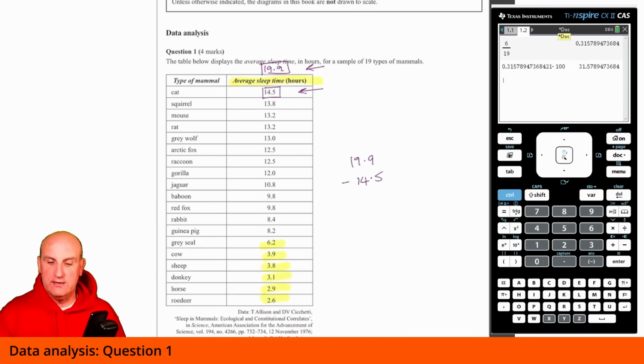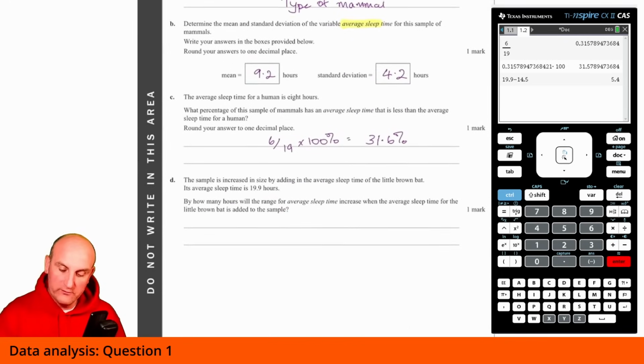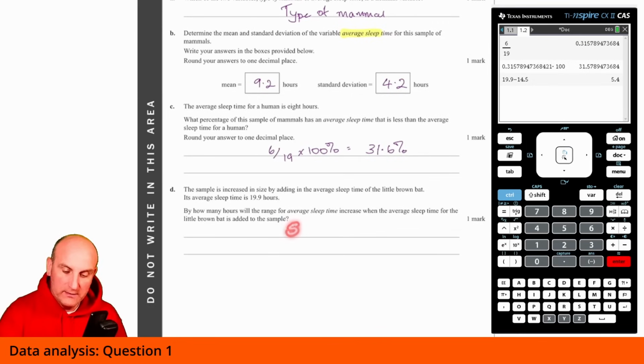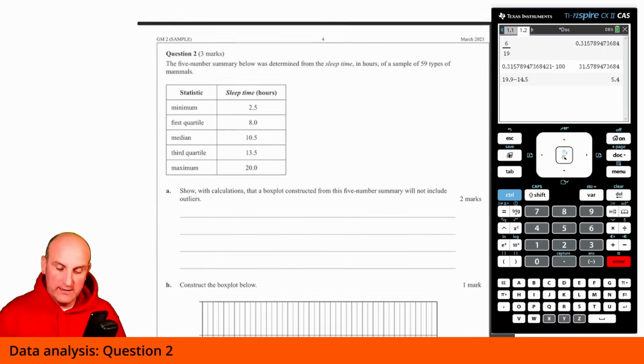So if we put into my calculator, please, what did I want? 19.9 minus 14.5, he said, gives me 5.4. So there we go. So we would say 5.4 hours. Right, job done. So there we go. So that was nice. I like that one. Question number 1.